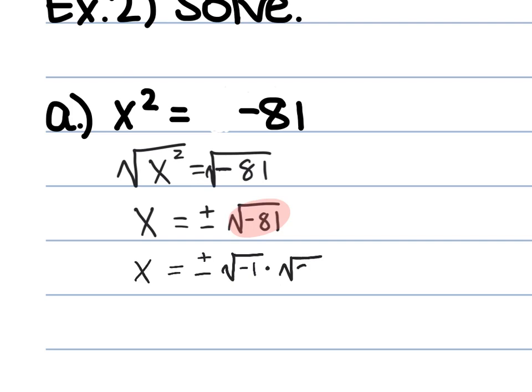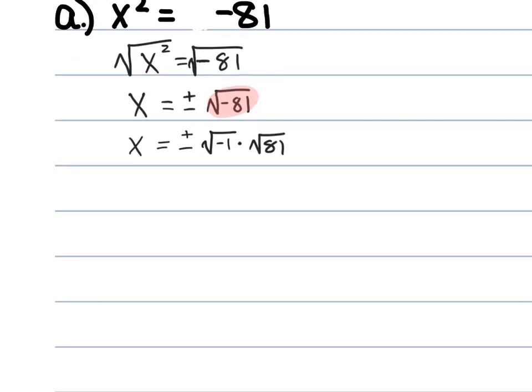times the square root of 81. Notice my plus or minus is still there the whole time. Since 81 is a perfect square, we make that 9 and negative 1's i. That would be plus or minus i times 9. Okay? So we get x is equal to plus or minus, we write that 9 first, it becomes plus or minus 9i.